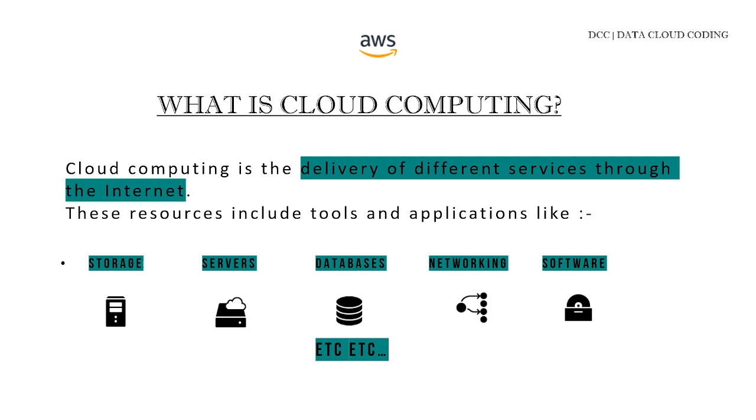So the basic definition of cloud computing is the delivery of different services through the internet. These services, these resources, may include tools and applications like storage, servers, databases, networking or software. And it is not limited to these tools or applications. There are many, many applications to use in a cloud computing platform. So the definition goes: it is the delivery of different services through the internet. Now what does that mean?